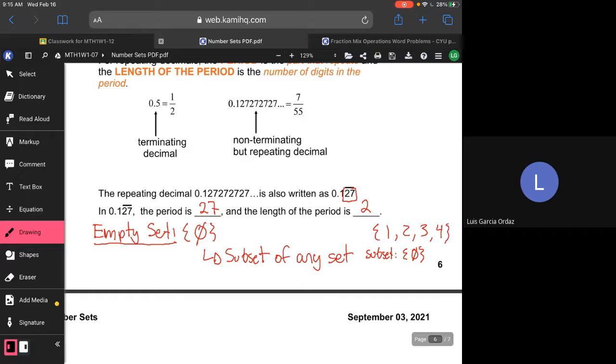Wait, so what is an empty set? Where there's nothing in it. An empty set is nothing. An empty set has nothing. That's what the empty set is. It has no elements in it. So if you're asked for a subset, you can put the empty set. That would be a subset. Confusing.